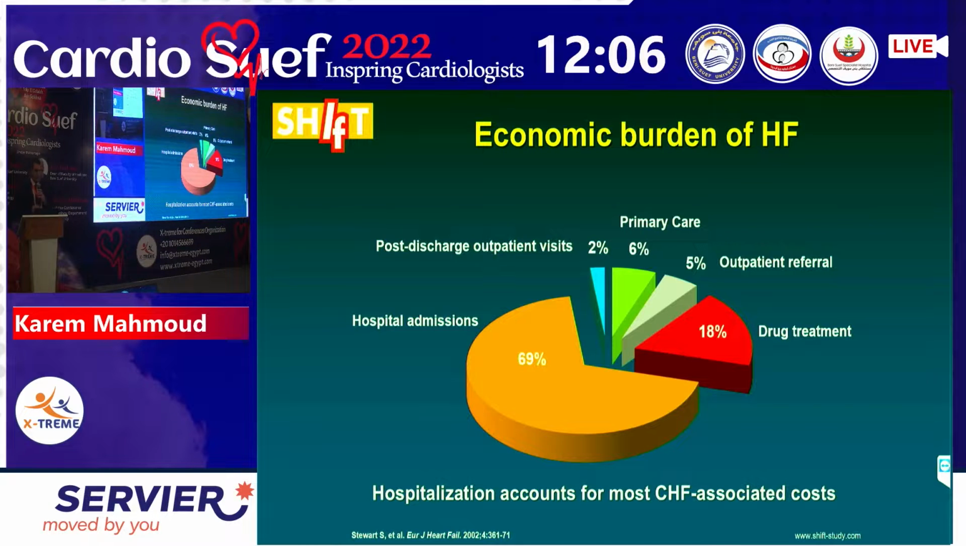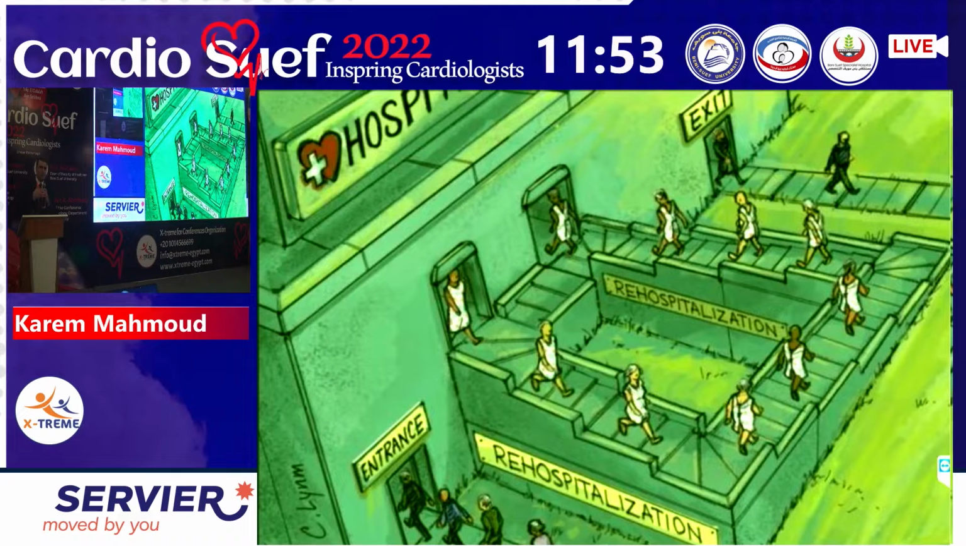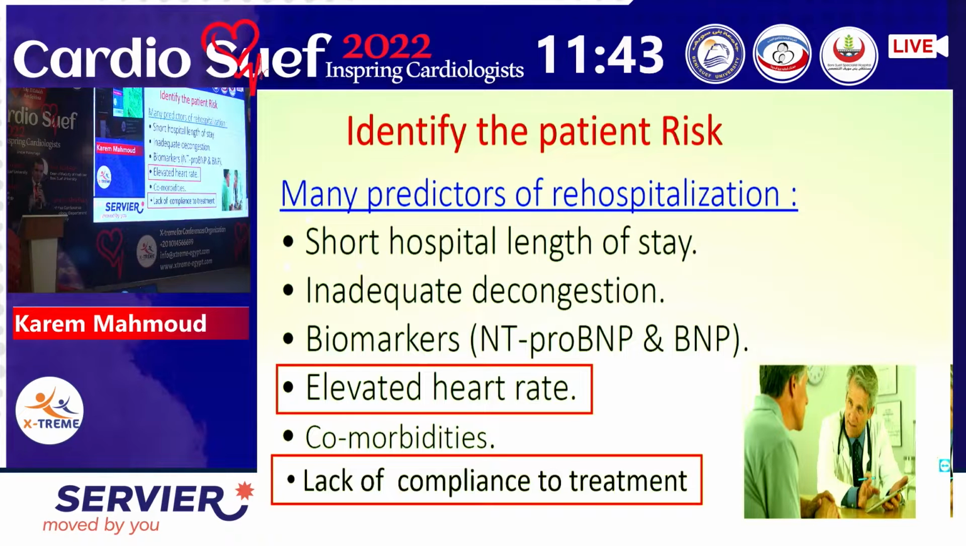To start, we have multiple problems regarding the HFrEF patient. The economic burden comes mostly from hospital admission, and as we all know, hospitalization and rehospitalization increase the morbidity and mortality of heart failure patients. So we need to cut this vicious circle, and to do that, we need to know the predictors of rehospitalization. There are multiple predictors, such as not reaching an optimum decongestive state, discharging the patient despite being congested, elevated biomarkers, the presence of multiple comorbidities, and two important predictors: elevated heart rate and lack of compliance to medical treatment.